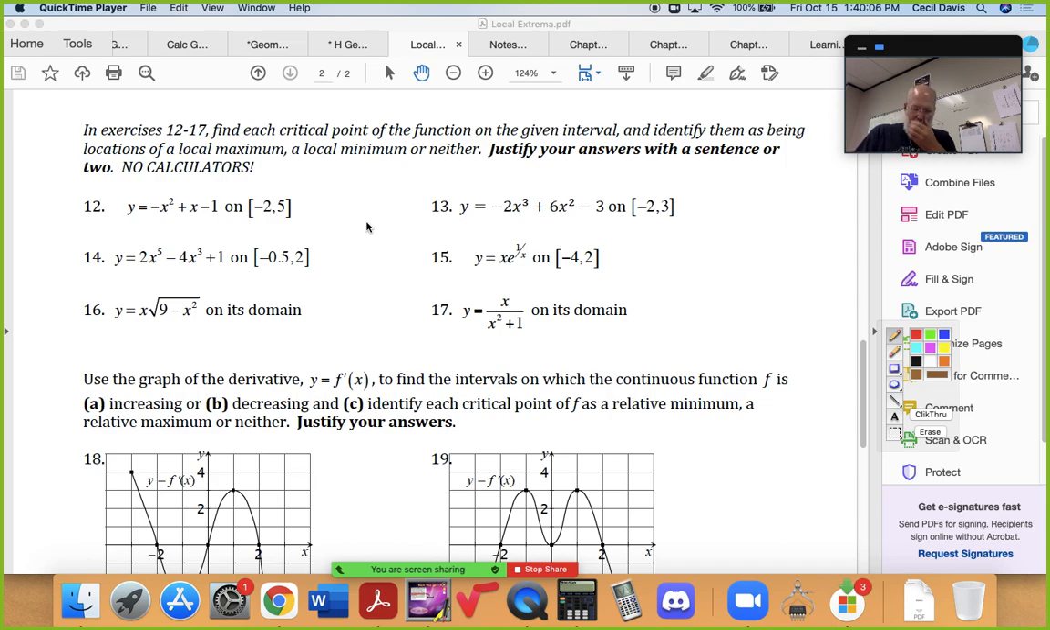Number 14, there are three critical points. At x equals negative square root of 6/5, there's a local maximum because y prime changes from positive to negative at x equals negative square root of 6/5.